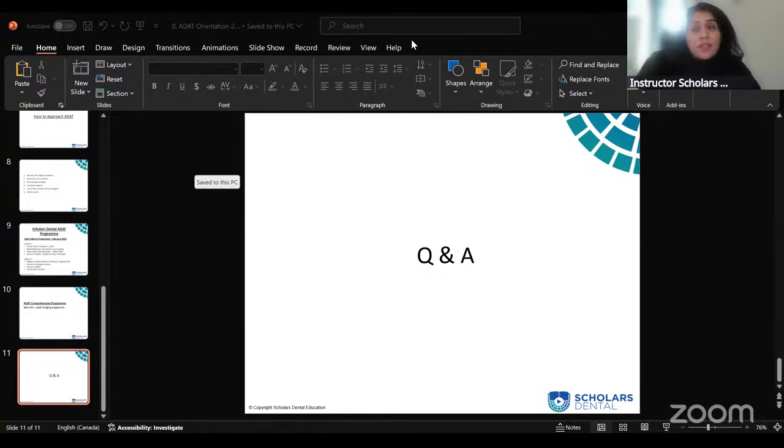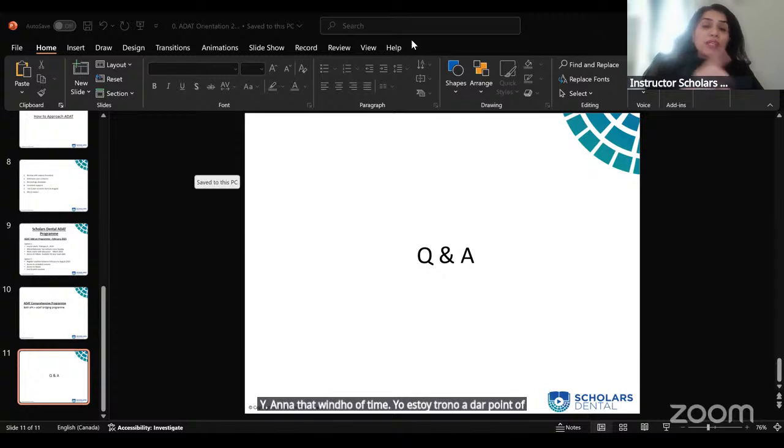No, you need the results because your results will be sent to your universities directly. When you start the application for the ADAT, you choose the universities where you want to apply. And at that point of time, if you are choosing, for example, University of Toronto, your results of ADAT would go directly to them.